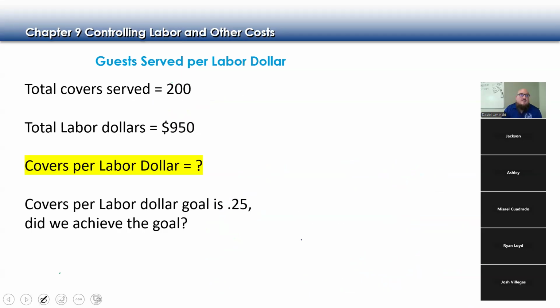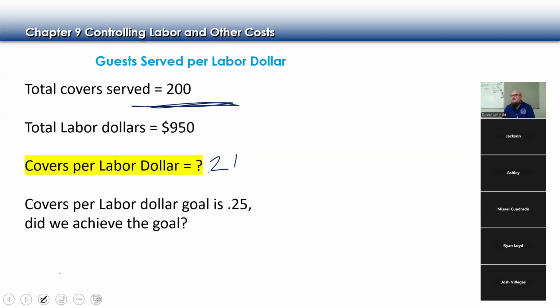calculation. All right, so let's now look at another example. Total covers served is 200. My labor dollars is 950. So if I divide those two numbers, 200 divided by 950, I get 0.21. Okay. So I served 0.21 covers per labor dollar. So every $1 that I spent, I covered 0.21 of a person.